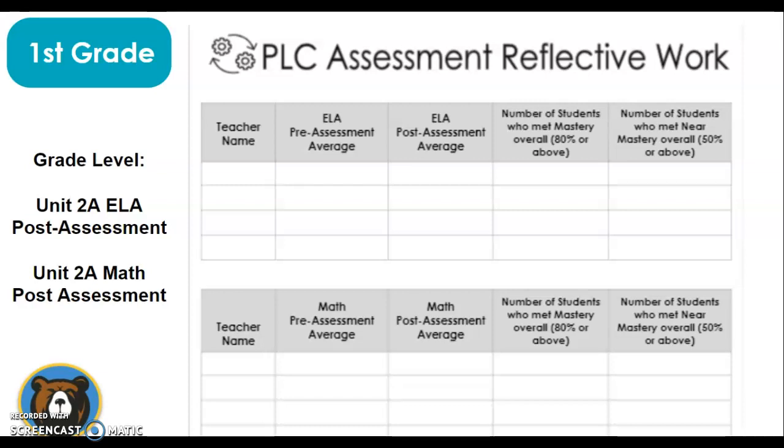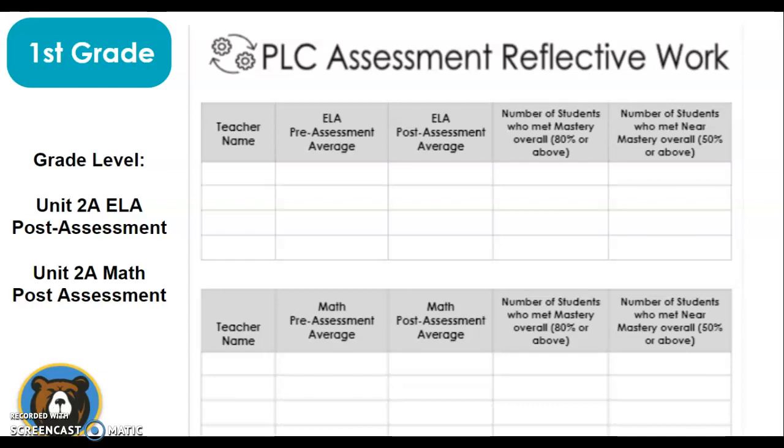It's also important to note students who are at near mastery. That means that they are 50% or above. It's really important that we take a look at our pre and post-assessment data at this point to see where our students grew and possibly other areas where we may still need to target in small group and possibly in WIN time as well.